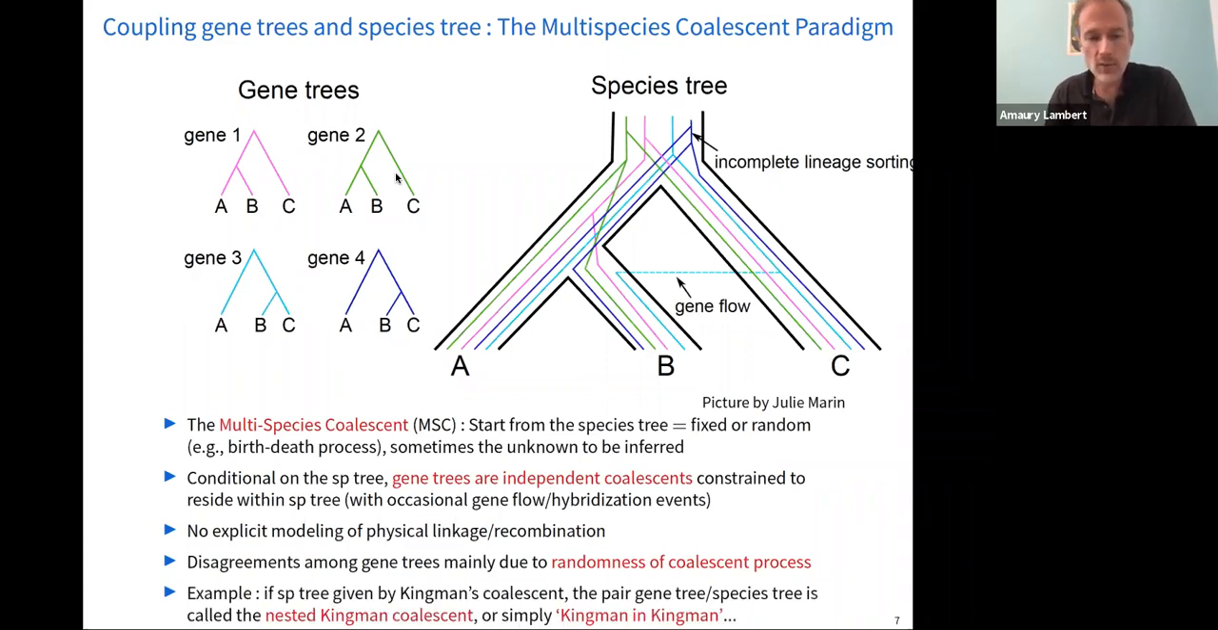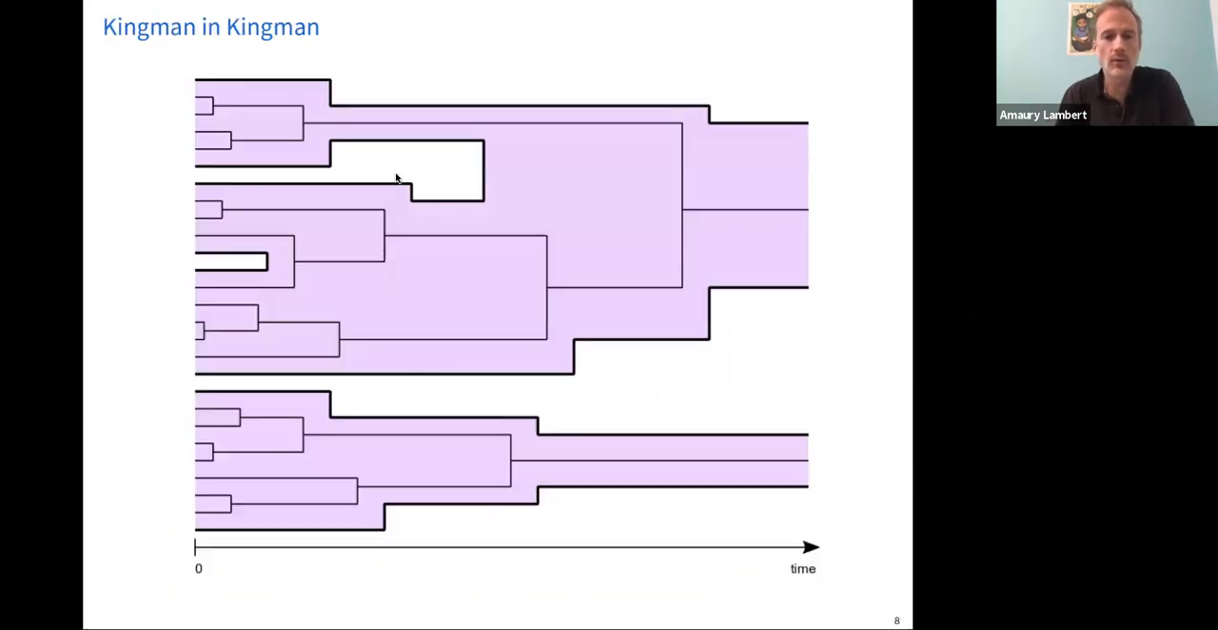As an example, if the species tree is given by Kingman's coalescent, then the pair of trees given by the gene tree and the species tree is called the nested Kingman coalescent, or simply Kingman and Kingman, as you can see on this picture, where time now flows from left to right. In pink you can see the species, you can see two coalescences between species, and all the black lineages are gene trees, and you can see all the coalescences occurring between black lineages only if they lie inside the same species.